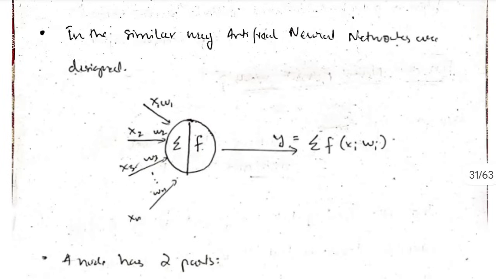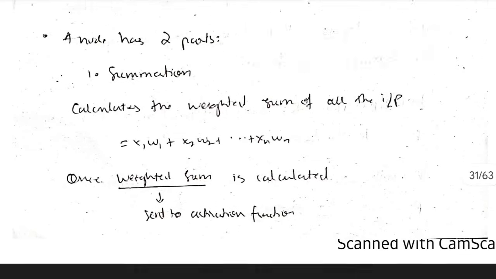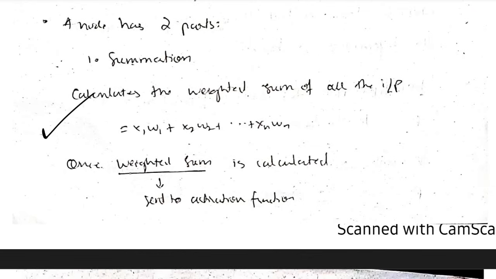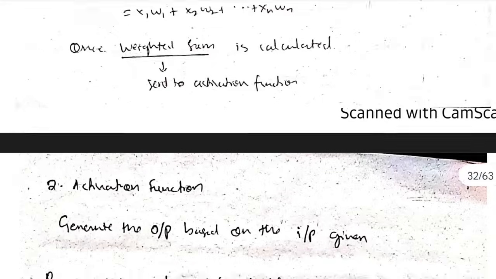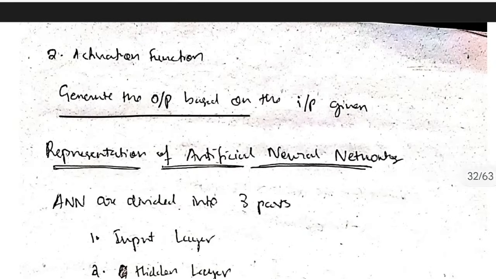This is how you will represent the node in the artificial neural network, and the same thing is given here also. You can go through it. The first thing is the summation, the weighted sum. It will be sent to the activation function, which will generate the output based on the input given.